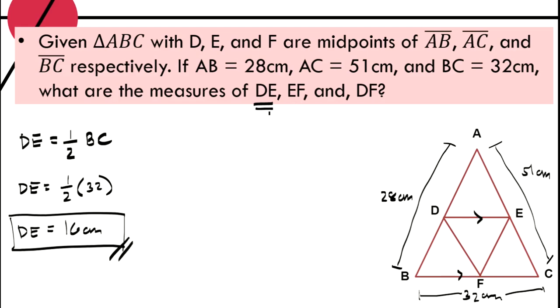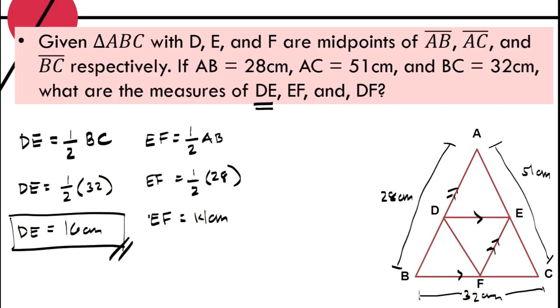Next, midline EF. To get the measure of midline EF, it's just 1/2 the measure of the third side. So here's our midline EF. It should be parallel to our third side AB. So midline EF is equal to 1/2 the measure of AB, which is 28 centimeters, and 1/2 of 28 is 14 centimeters. Therefore, the measure of midline EF is 14 centimeters.